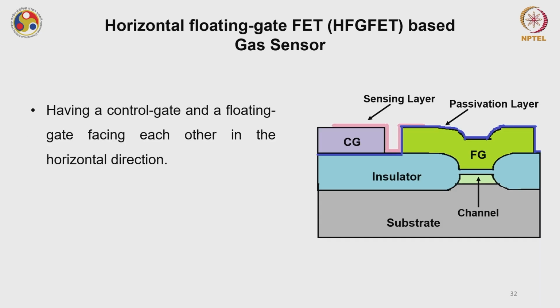Then you have other structures, something like the horizontal floating gate field effect transistor, which we call HFGFETs. Here you have a control gate and a floating gate facing each other in a horizontal direction. So you have this control gate, this is your control gate. So it is a two gate structure, and this is your floating gate.